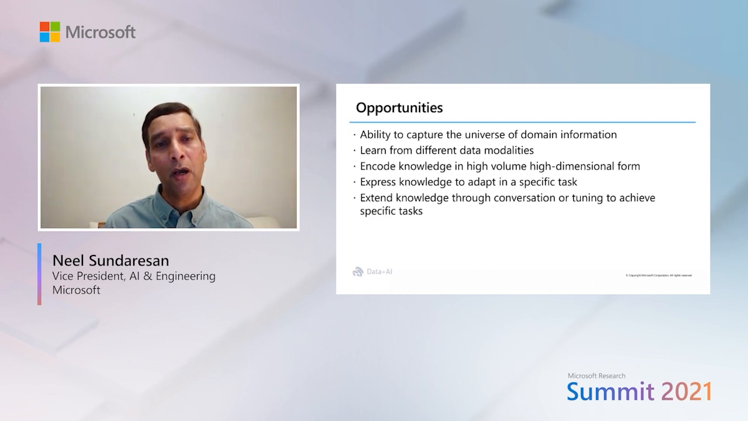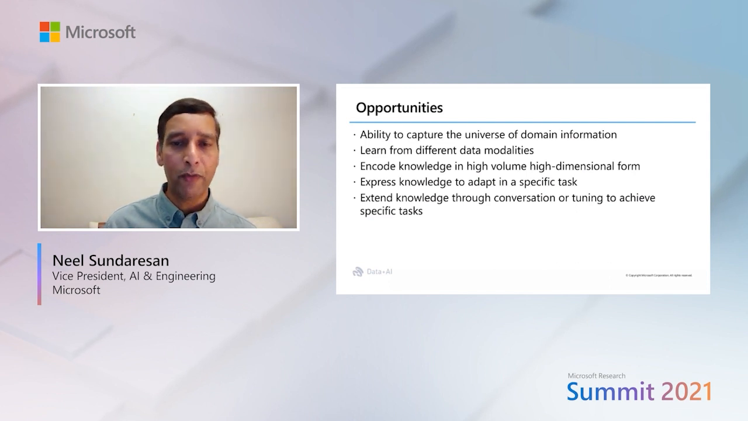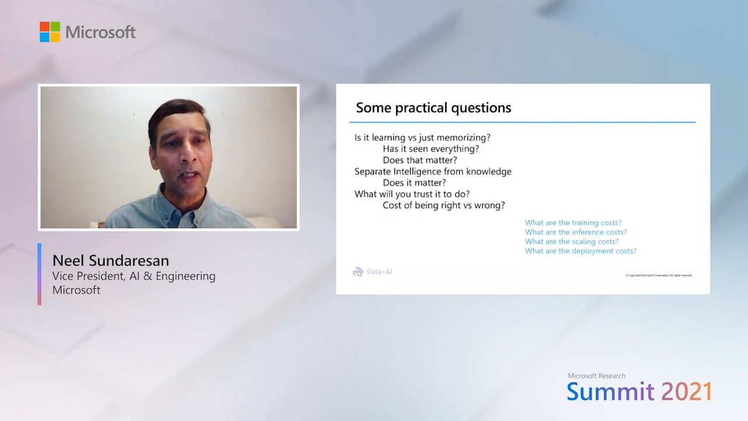And you can express this knowledge in a way that you can adapt to specific tasks. So if you ask the machine, what have you learned? We really don't want to know what the machine has learned, but we can adapt whatever it might know for a specific task that you might want to do. And then you can extend this knowledge either through conversation with the machine or by tuning it to achieve these specific tasks. I'm going to give you some examples of these. Right? But there are some practical questions that arise.